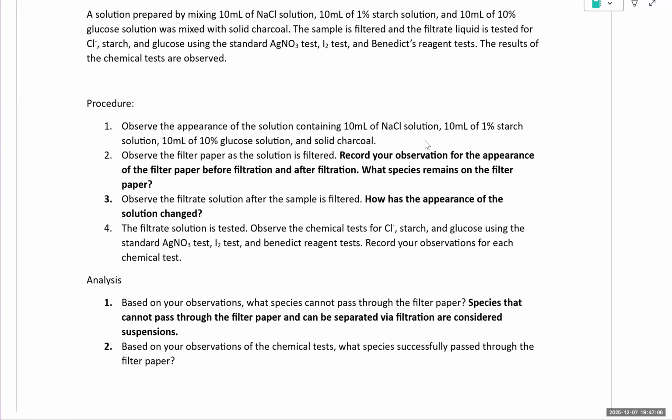You're also going to observe the filtrate solution after the sample is filtered. How has the appearance of the liquid solution changed? You're also going to observe as the filtrate solution is tested, and you're going to observe the chemical test results for chloride, starch, and glucose, and you're going to record your observations for each chemical test.